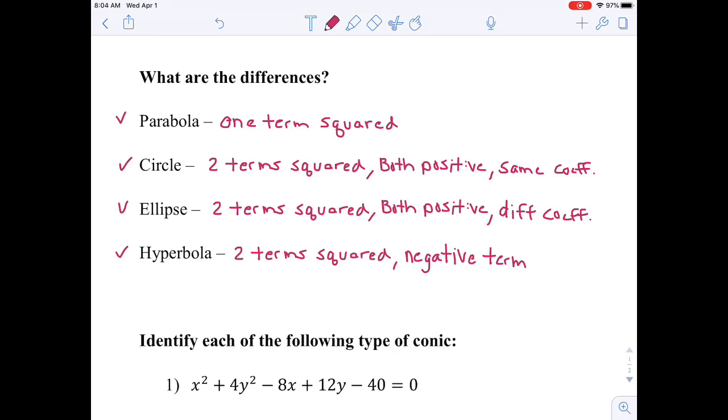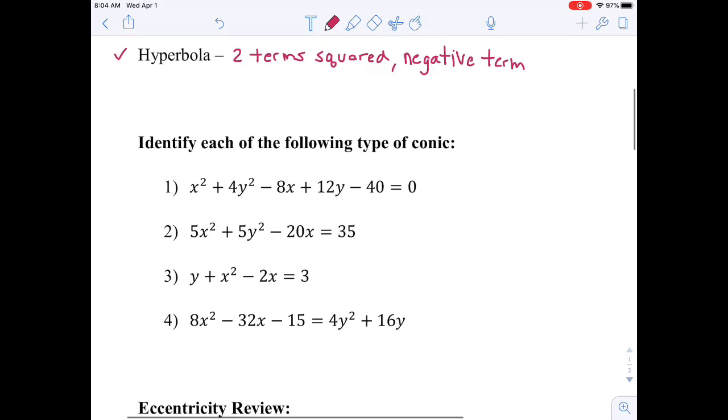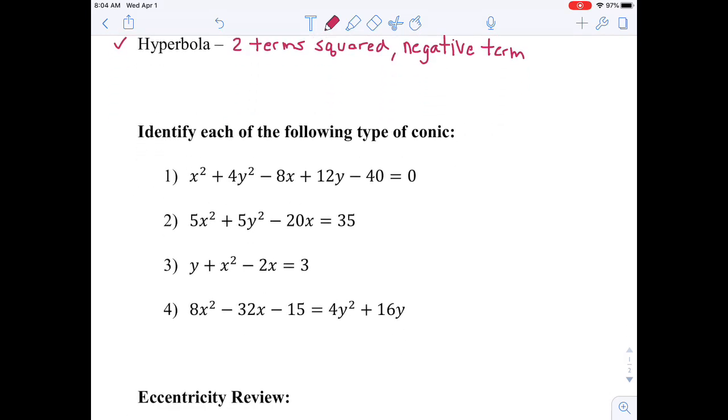Okay, so you want to use those to help us go quickly through these next four problems of picking out which type it is. So we're going to look at these four here. What you're going to want to be able to do decently quick is pick out what type it is. And eventually you're also going to want to be able to pick out, is it vertical or horizontal for that conic.